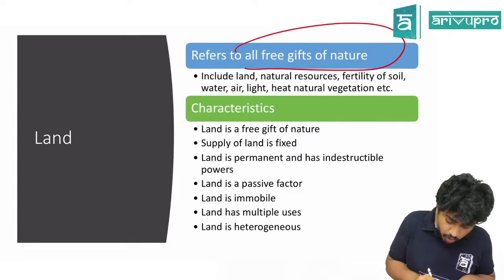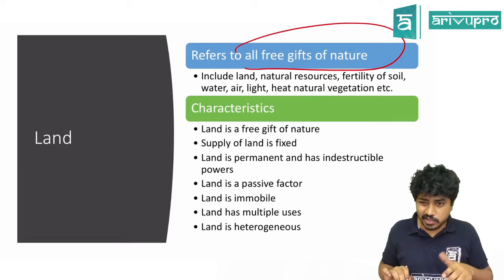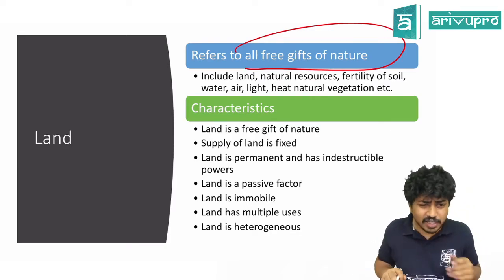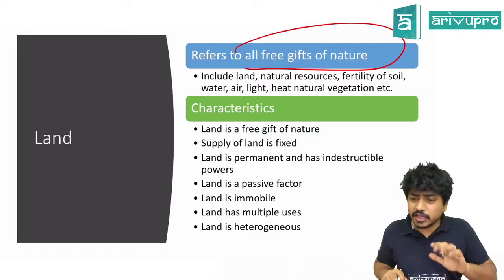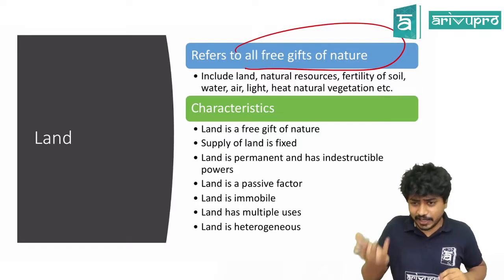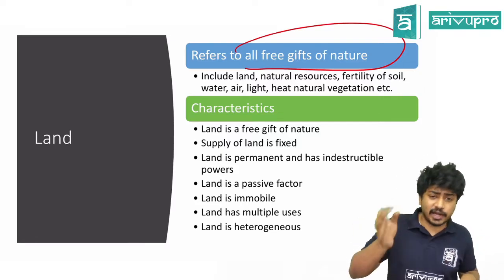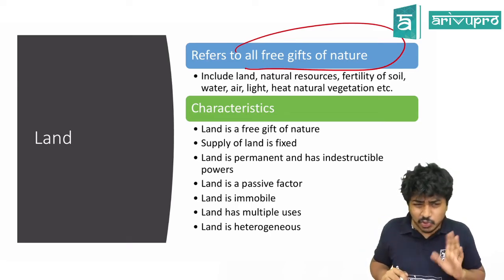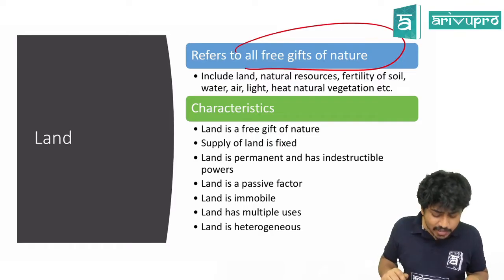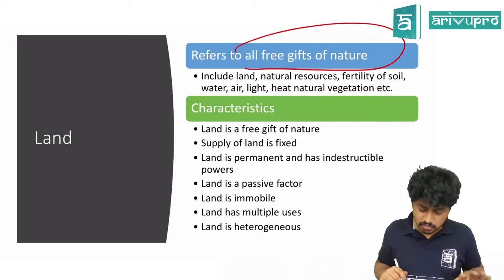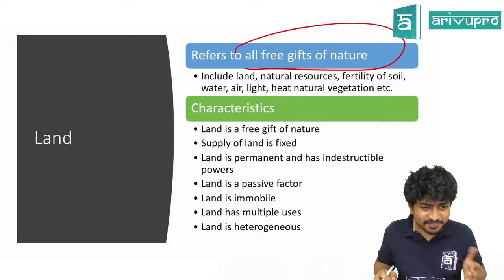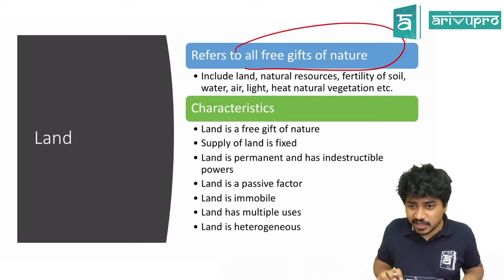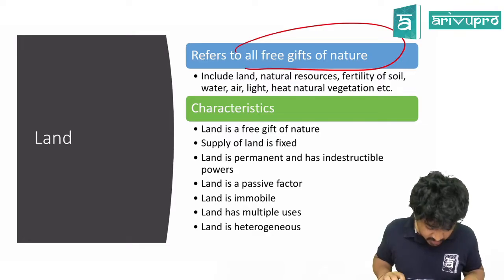Now, what are the characteristics of land? We'll read through it. It's there in your book, and they'll ask you which of the following is a characteristic or which of the following is not a characteristic. Those kinds of questions are expected. Very silly, but you need to know. Okay? Land is a free gift of nature. Self-explanatory, right? You cannot create land. Land is a gift of nature.